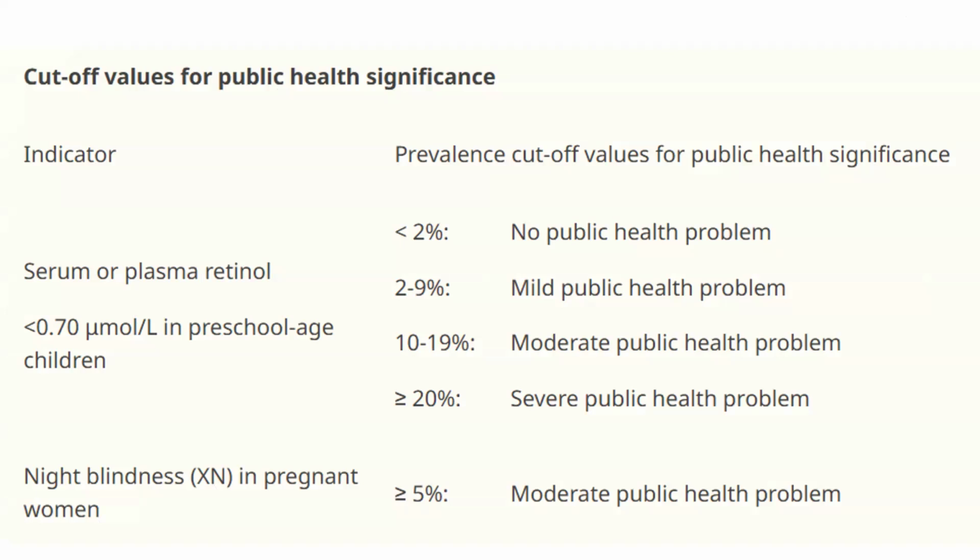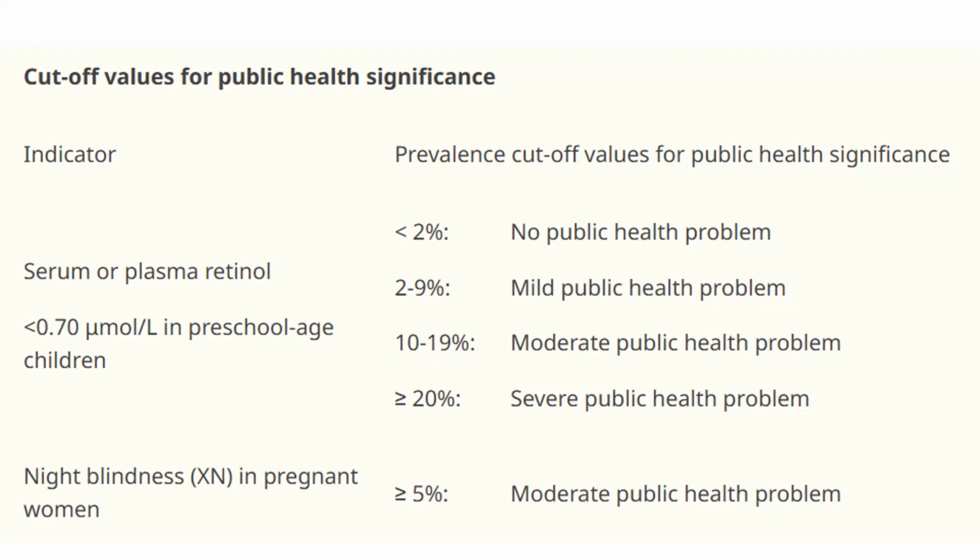These are the cutoff values for public health significance as labeled by the WHO. The first indicator is serum or plasma retinol. In school age and preschool age children, if the level is less than 0.7 micromole per liter, and the prevalence of this level is less than 2%, then it's not a public health problem.